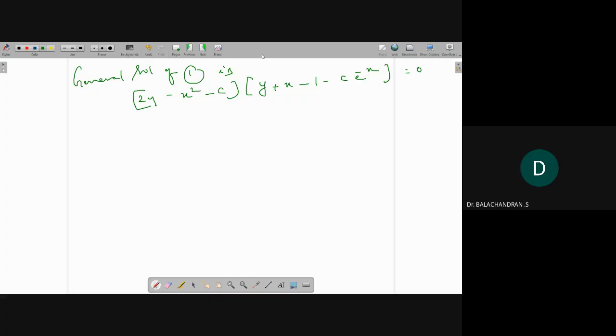It's time now, I think 11:20. So I'll give one more problem. Solve the equation x p square minus 2 p y plus x is equal to 0.